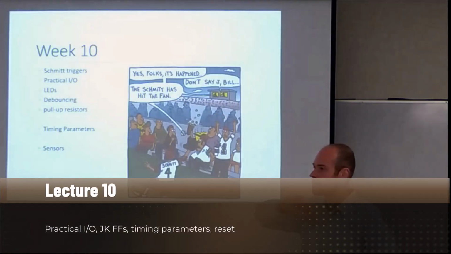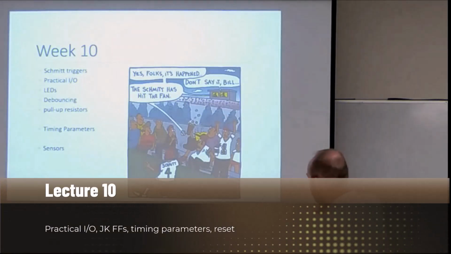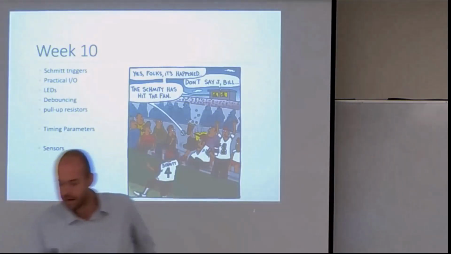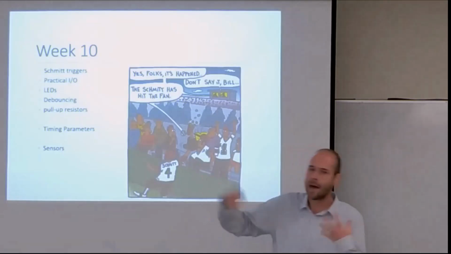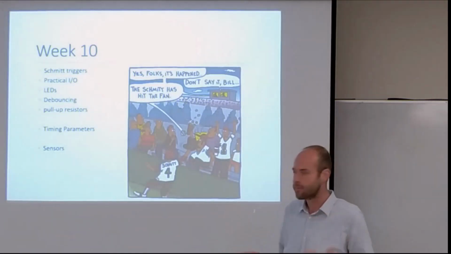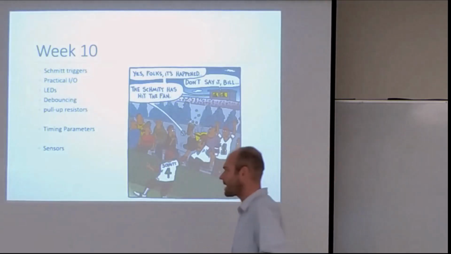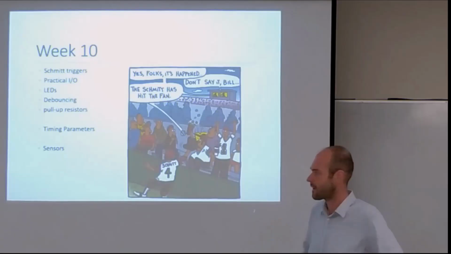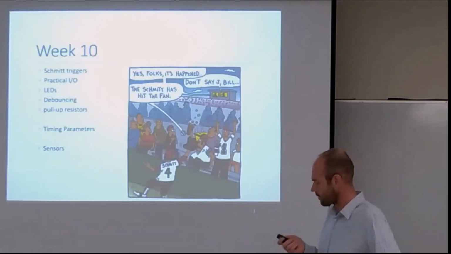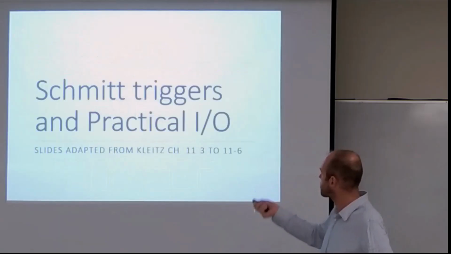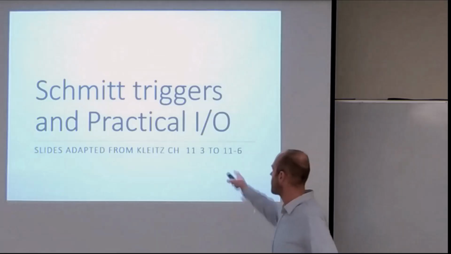All right, with that, we'll dive back into our lecture for today, which is the second lecture on practical I/O, capturing some non-ideal parameters and aspects related to digital circuitry and logic gates, sequential circuits in particular. We're adding in some other functionalities that we need to keep in mind for real systems. So we're going to start with the idea of Schmitt triggers and practical I/O.